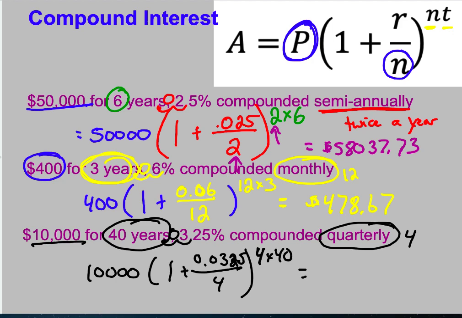So think of that. Over 40 years, 4 times a year, that interest is going to be compounded and grow 160 times. So I've got 10,000 times, and then in parentheses 1 plus 0.0325 divided by 4 to the 160th power. And over those 40 years, that $10,000 is going to grow to be $36,500.73. All right, hopefully that makes sense.